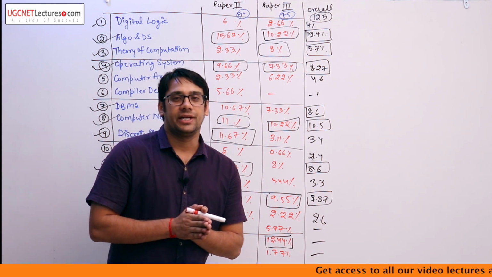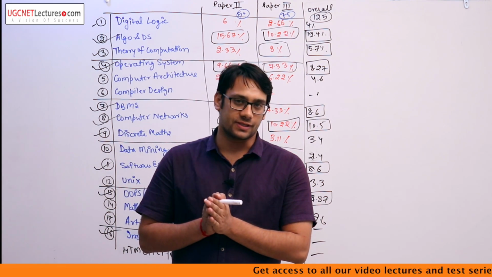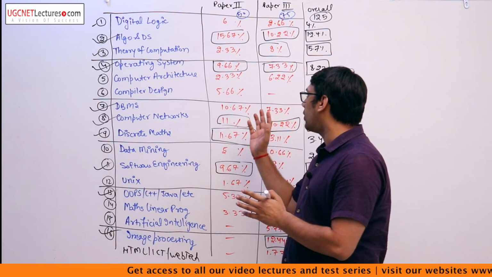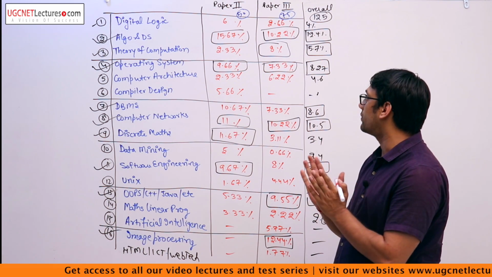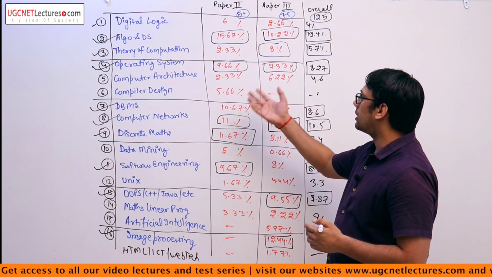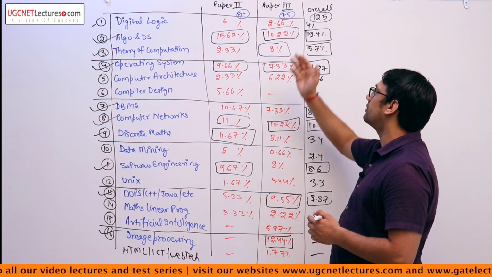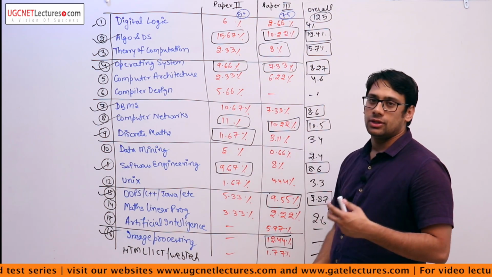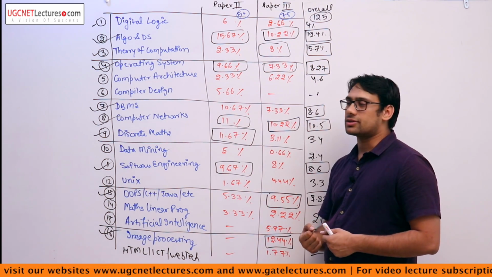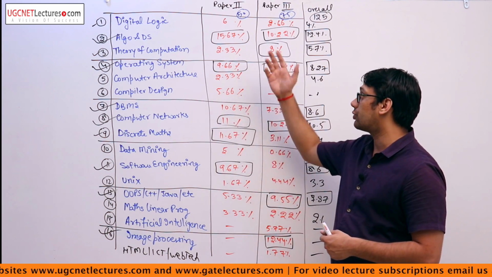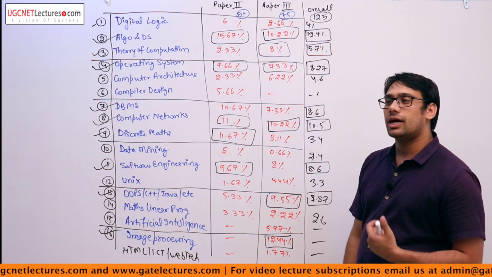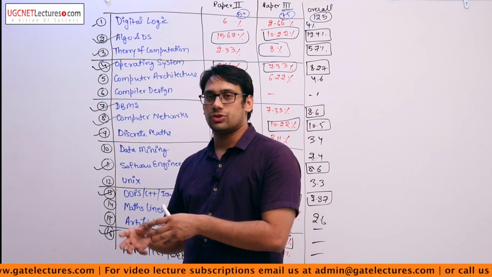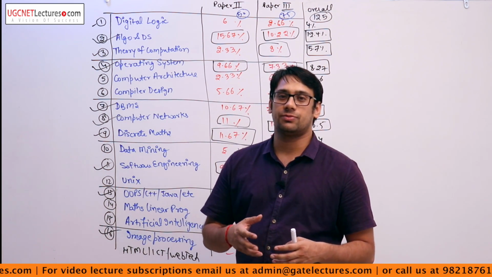Now we have seen the paper analysis of paper 2 and paper 3 of the UGC-NET examination. I have compiled all this analysis in this one video. In paper 2 we have 50 questions and in paper 3 we have 75 questions. It shows the percentage of questions that you are going to get from these subjects. Remember, I am covering these subjects on the basis of the percentage of questions, not the percentage of marks.